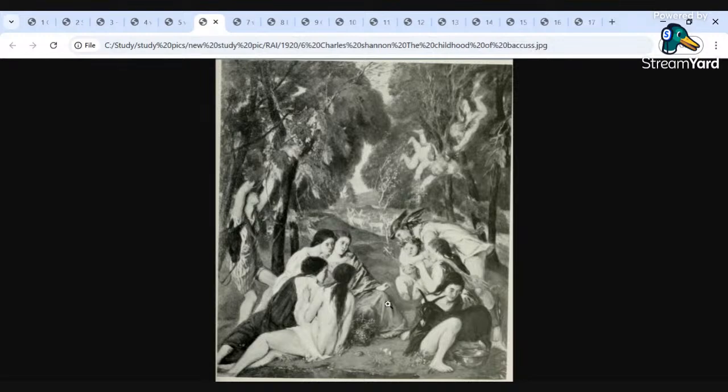Now, if we actually have a look at the composition, there's almost two halves of this. On the right-hand side, we've got the heavenly piece. We've got the little chubby Bacchus being delivered to the earth by Mercury, and he's being surrounded by these happy putti floating in the air.